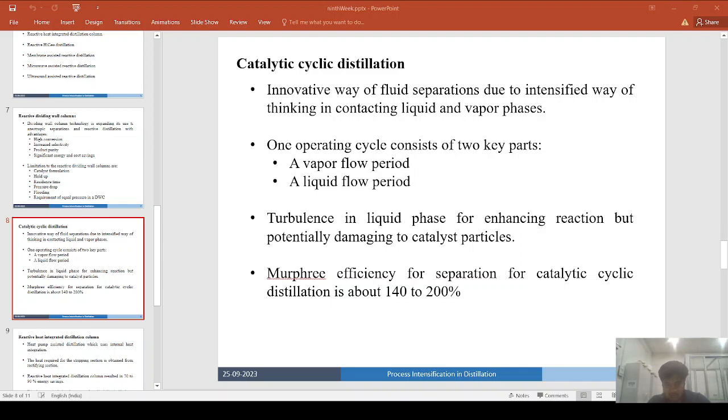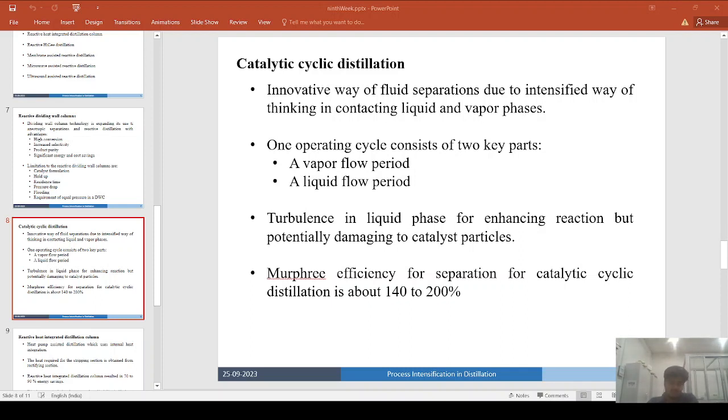The idea is that it is a heat pump assisted distillation which uses internal heat integration. So the whole rectifying section of a column is the heat source, while the stripping part acts as a heat sink. So this setup uses the heat that has been generated by the rectifying section as the heat source and integrates that same heat to the stripping section, which acts as a heat sink.